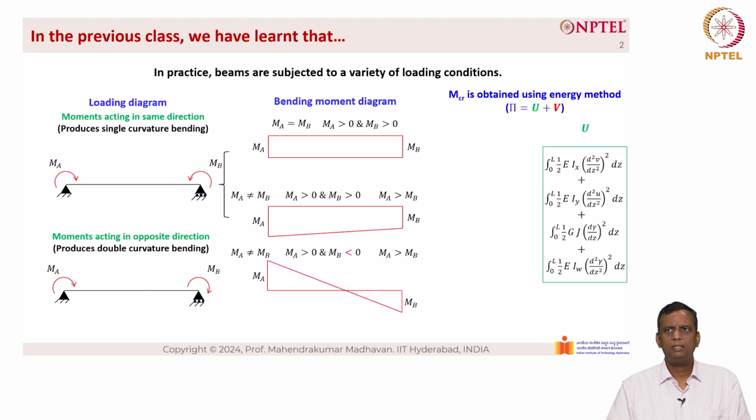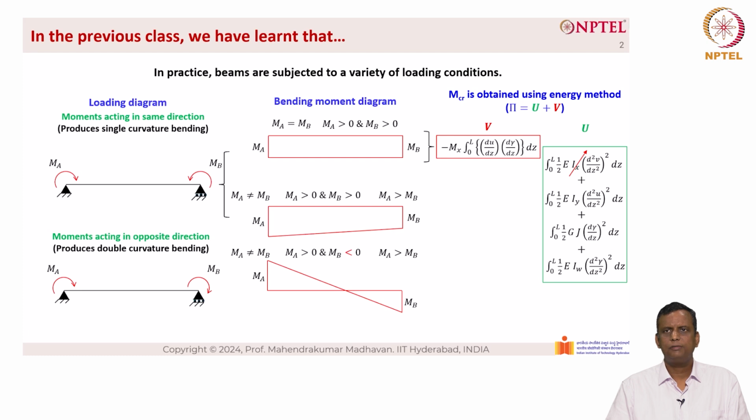And M critical is obtained using the energy method, Π equal to U plus V, where U is the strain energy of the beam and it has four components: v, u, gamma, as well as the warping component. Usually the first term v is neglected simply because v is very low compared to u and gamma. That is, the vertical displacement is very low compared to the lateral displacement u and the twist gamma.